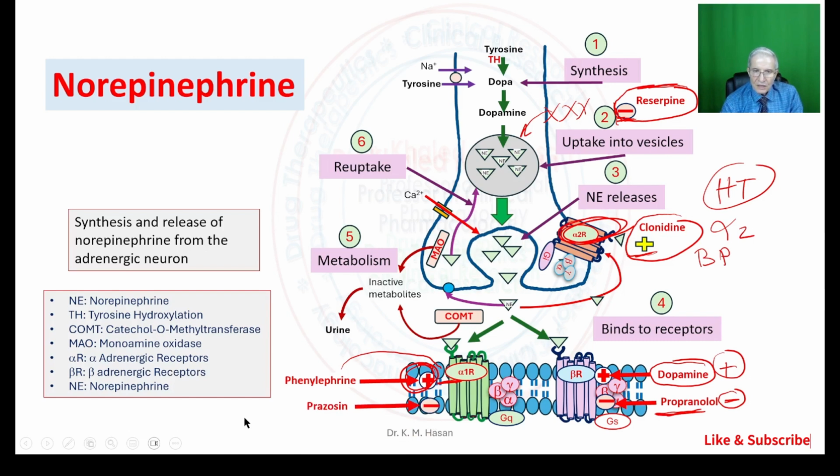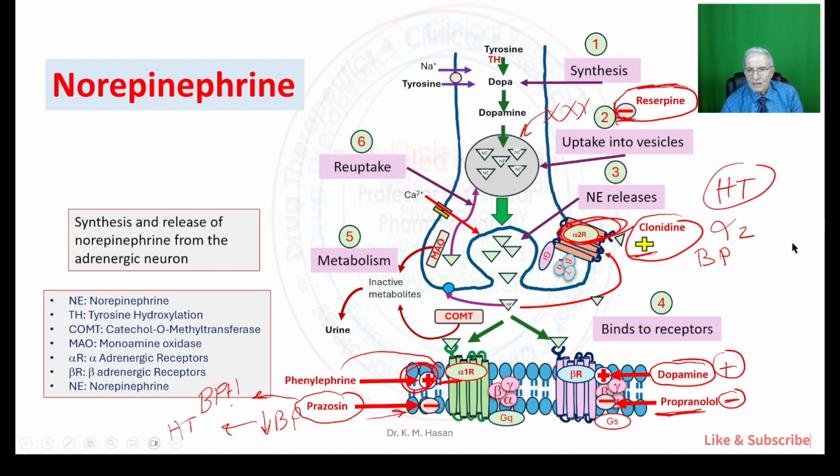Okay, prazosin. Phenylephrine stimulates the alpha-1 receptor. Prazosin is a medication that blocks the alpha-1 receptor. Prazosin decreases blood pressure and is used for patients with hypertension. And at the same time, they found prazosin receptors available in the prostate. For this reason, we use it for patients with benign prostatic hyperplasia.